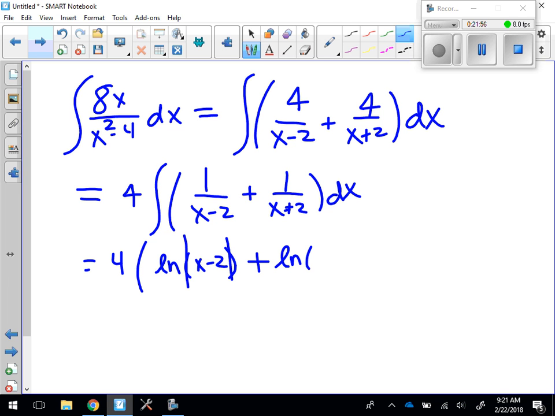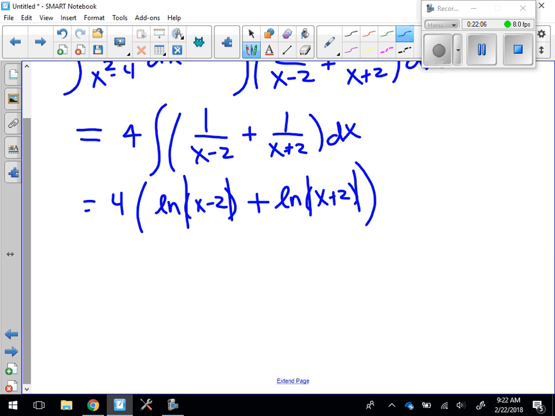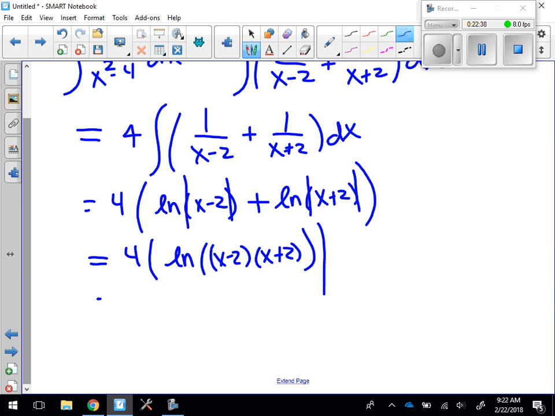Yep. No, I'm not done. Okay, so just so that I can get an answer that looks like the answer that I had before, what can I do when I add two natural logs, Maddie? Yeah, it's like multiplying what's inside. Yep, so that gives me the natural log of x squared minus 4.